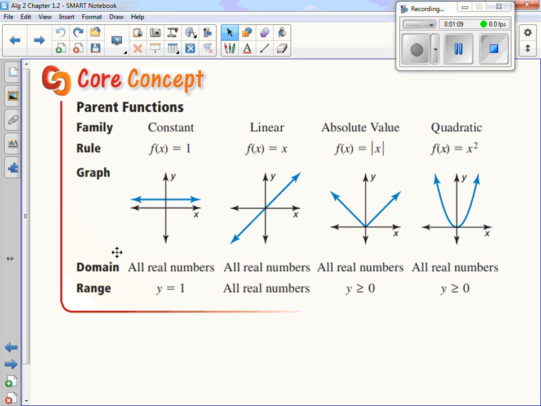Our absolute values, the way we really can recognize an absolute value is the V shape.